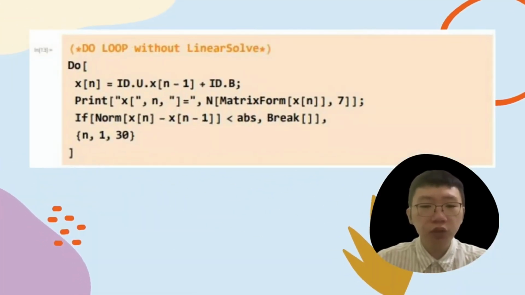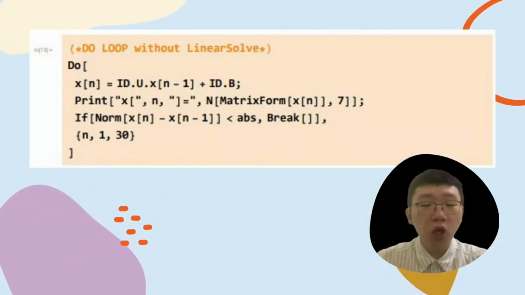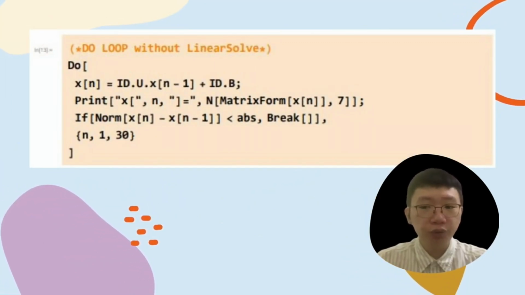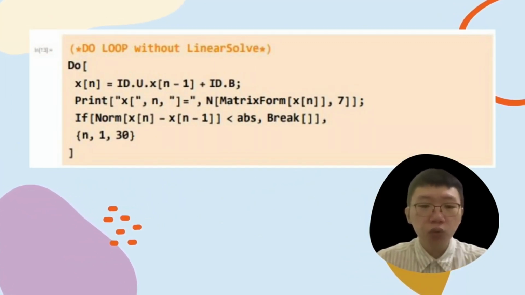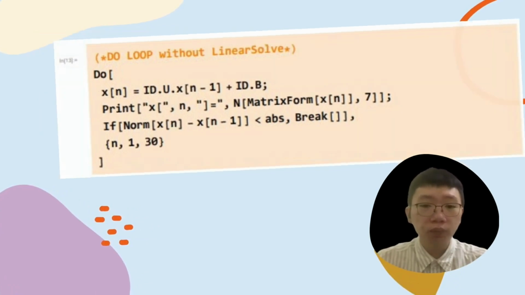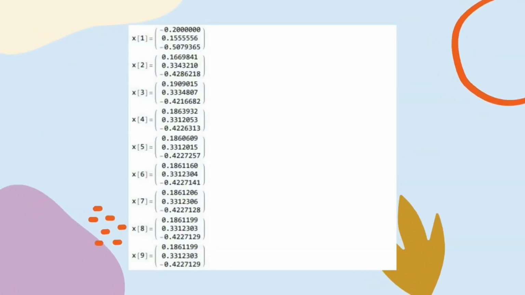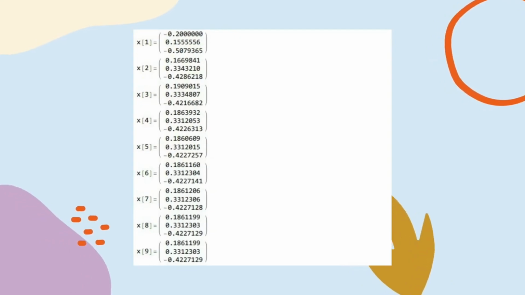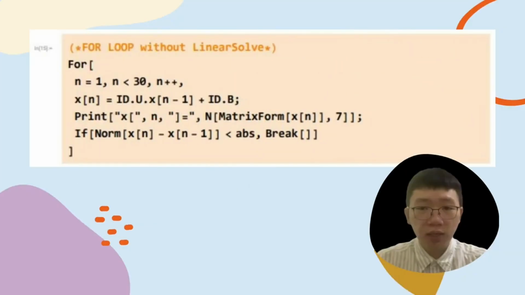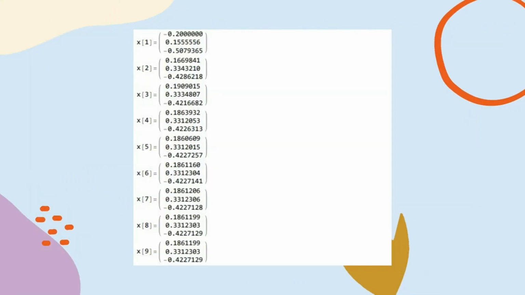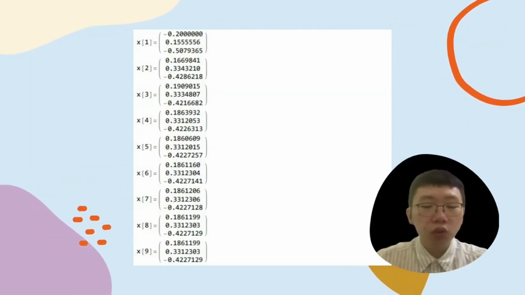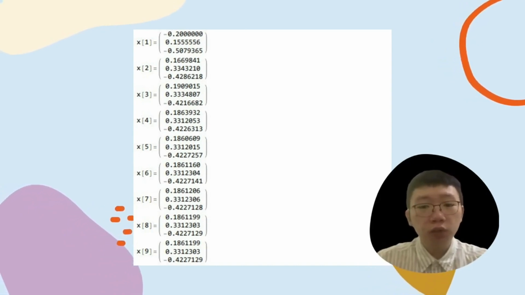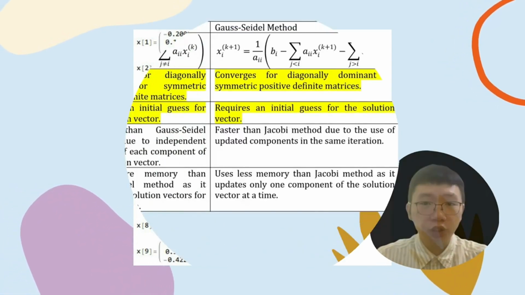The next pre-coding is the alternative method of the coding discussed just now: do loop with linear solve, for loop with linear solve, and lastly, for loop without linear solve. They will also show that all the iterations will stop at 8 iterations.